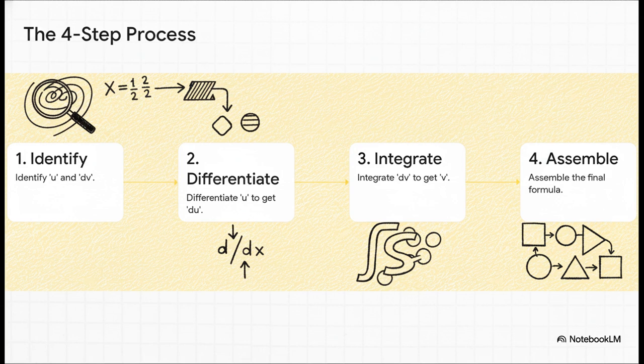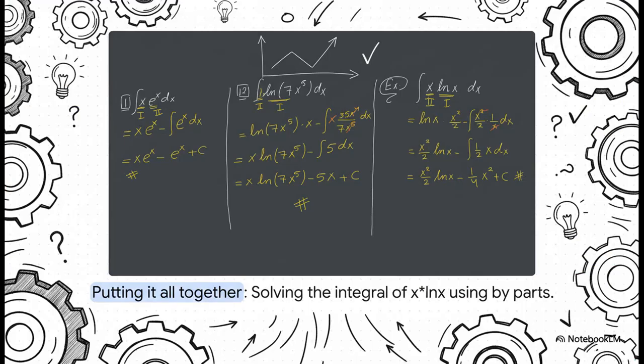Step 1, you look at your integral and you strategically pick one part to be your u and the rest to be your dv. Step 2, you just differentiate u to get du. Step 3, you integrate dv to find v. And for the final step, you just plug all four of those pieces back into the big formula. That's it. Let's see the payoff.